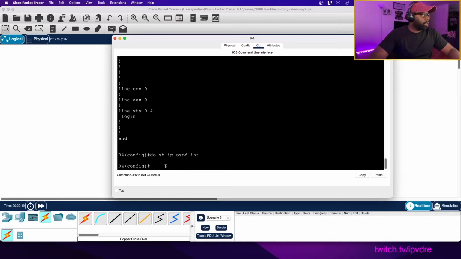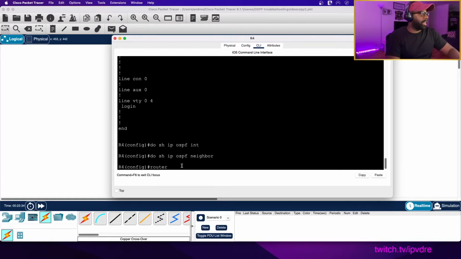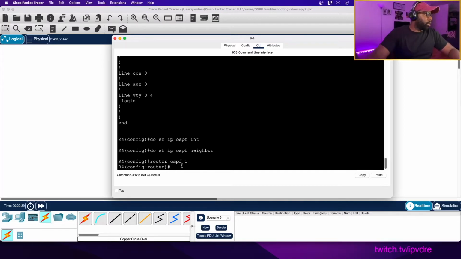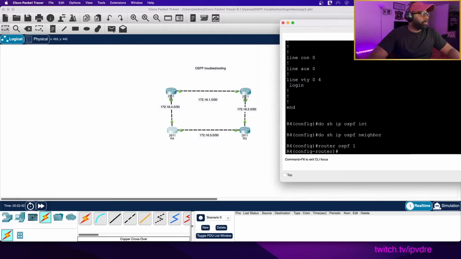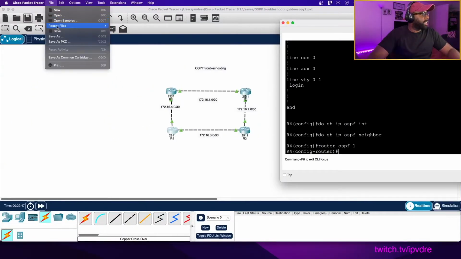Is it even running over here? Do show IP OSPF int. Do show IP OSPF neighbor. No. So this is telling me that I didn't even have OSPF running on this router, right? So we're initiating router OSPF on R4. Let's go ahead and save this.